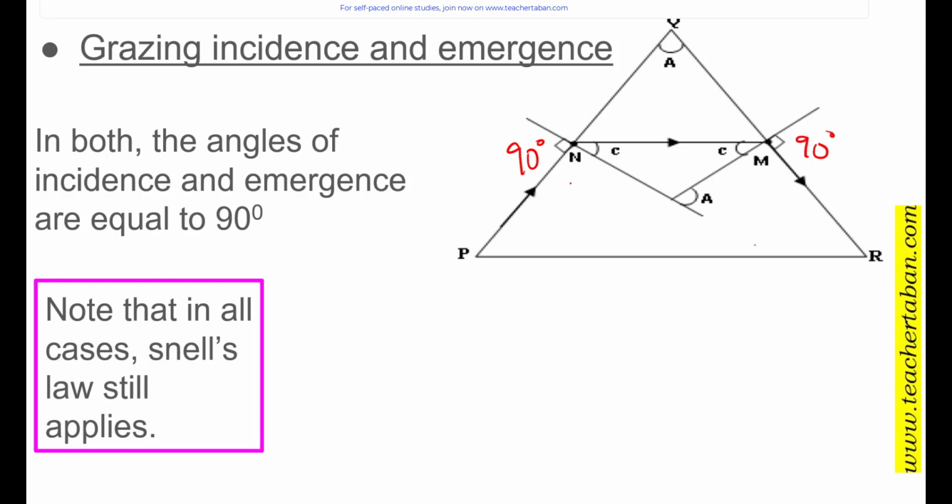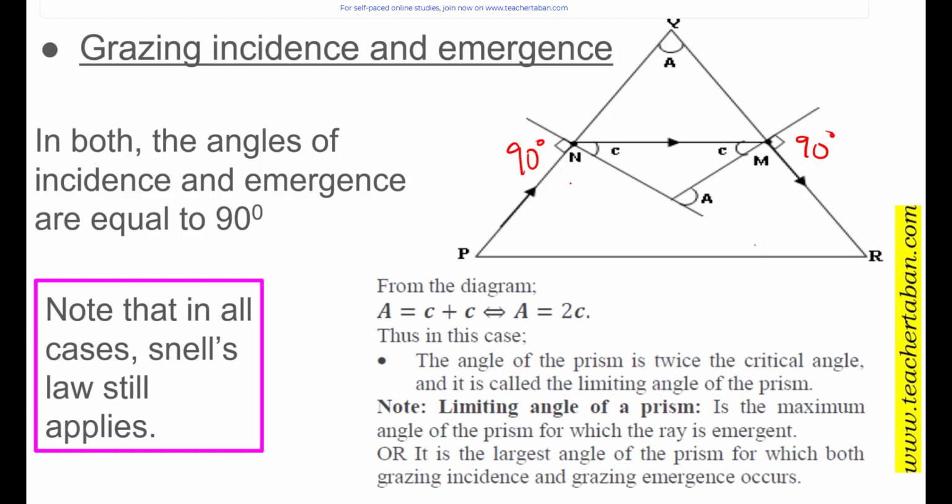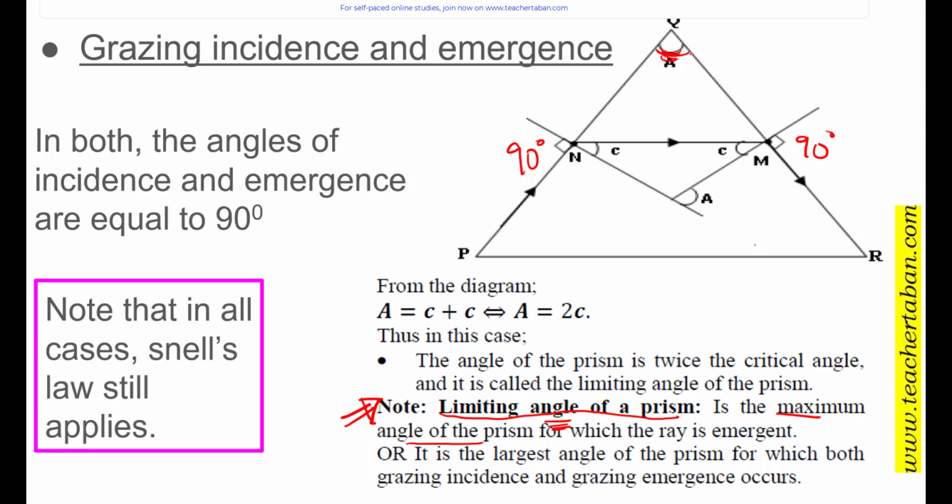We're going to be seeing examples concerning this. And one thing that we need to note is that in case we have such a scenario, in other words, grazing incidence and grazing emergence, then the limiting angle of the prism comes into play here. What is this? The limiting angle of the prism is obtained when the incident ray and the emergent ray graze the surfaces. So that is our A.